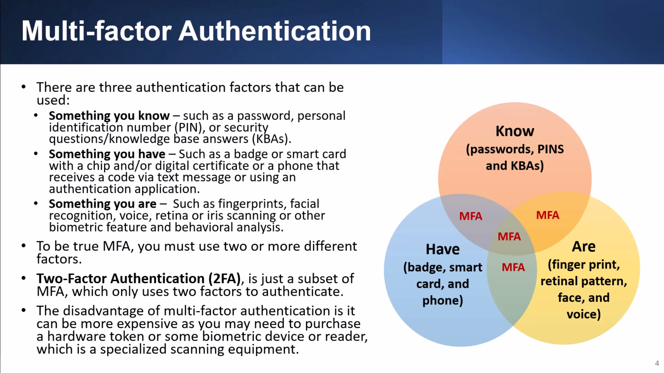To be true MFA, you must use 2 or more different factors. Using a password and a PIN does not count, since both are something you know. You have to use something like a password and retina scan, or a PIN with an electronic card. Two-factor authentication, or 2FA, is just a subset of MFA which only uses 2 factors to authenticate. The disadvantage of multi-factor authentication is it can be more expensive, as you may need to purchase a hardware token or some biometric device or reader, which is specialized scanning equipment.